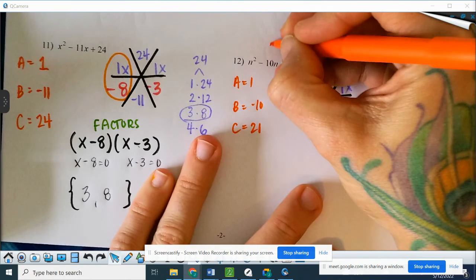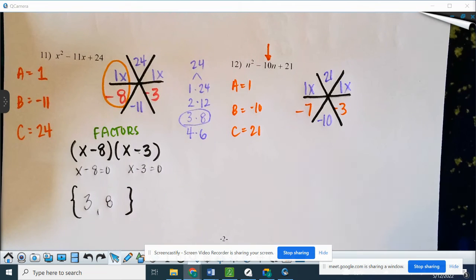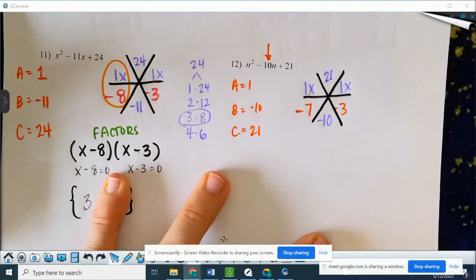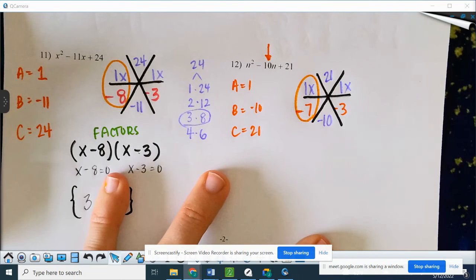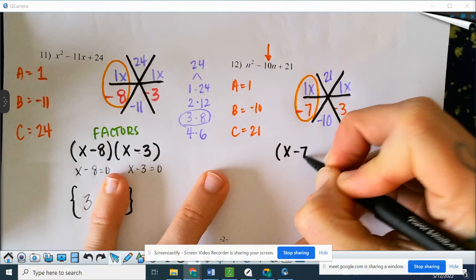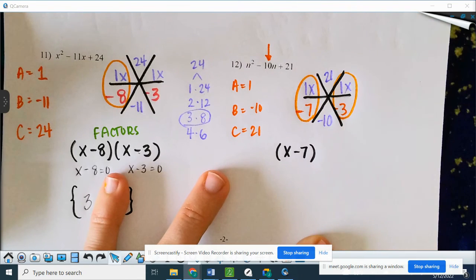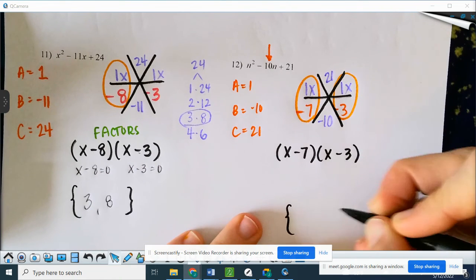When B is negative, the largest number, so if we just said 7 and 3 and then try to decide which should be negative, 7 is always larger than 3 when they're positive, so that one will have to be negative. If B is negative, the larger of the two terms will always be negative. So now again, just so we know our steps, make sure this cannot be reduced. There's a 1 on top, so it can't. So it's going to be x minus 7. And then make sure this one cannot be reduced, and that's going to be x minus 3. And then that's our factored form.